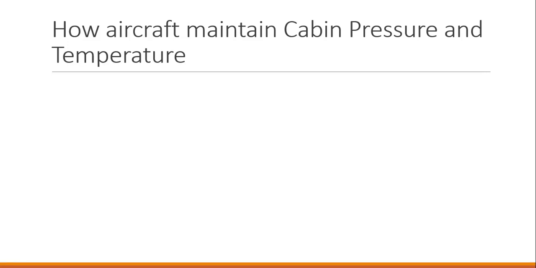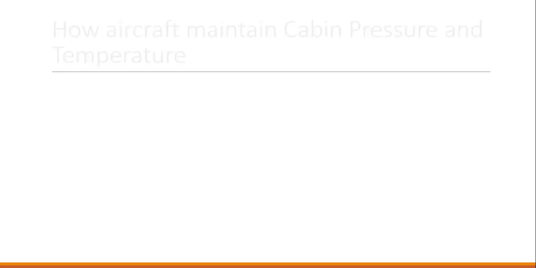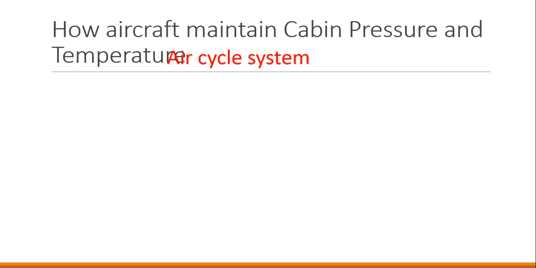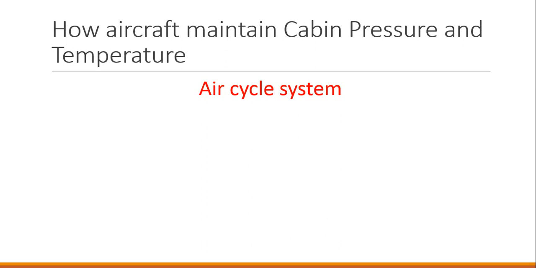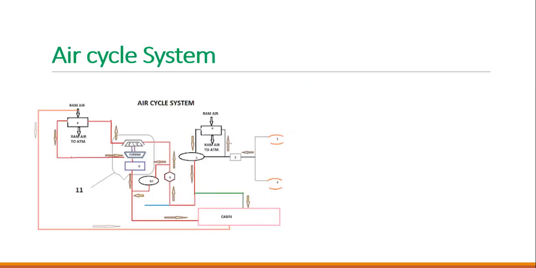We will see how to maintain cabin pressure and temperature inside an aircraft. There are two types of methods to maintain cabin pressure and temperature. One is the air cycle system, which is an efficient system for maintaining the cabin pressure and temperature, and another one is the vapor cycle system.